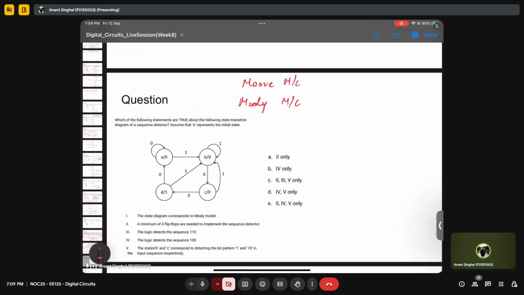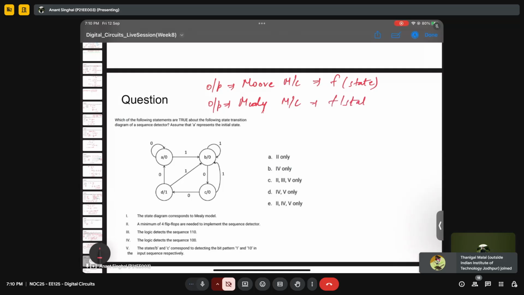The basic difference between a Moore and a Mealy machine is that the output of the Moore machine is only a function of the state. I hope you are already aware of what a state is, since we have been doing flip-flops for a long time. The output of the Mealy machine is a function of both the state as well as the input.